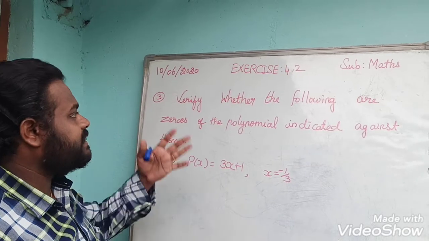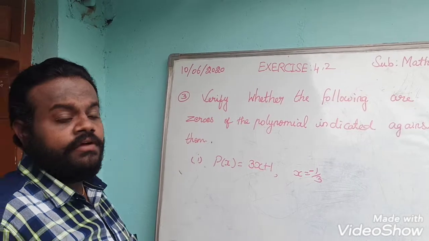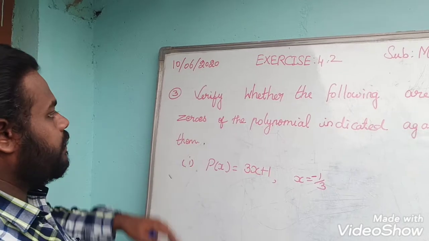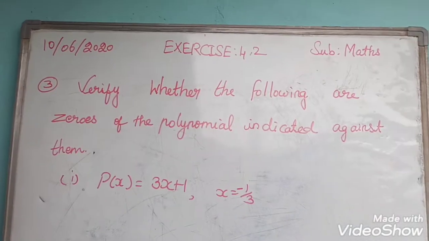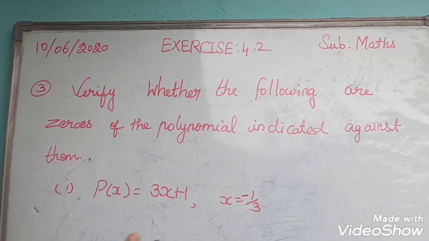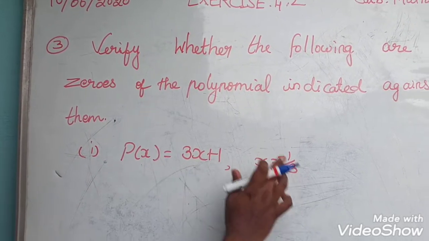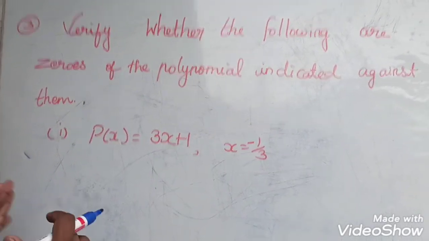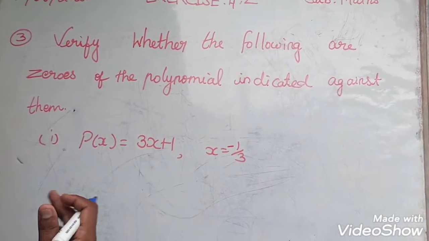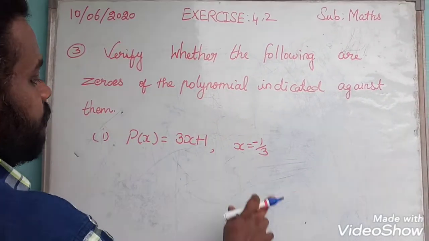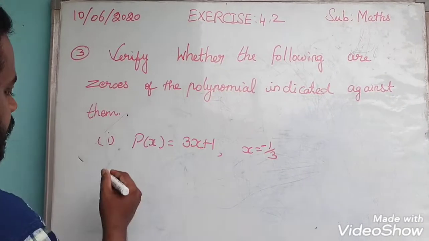Class, we have to see exercise 4.2 up to second Roman. Now we continue from third Roman. Verify whether the following are zeros of the polynomial indicated against them. So now instead of x, I substitute minus 1 by 3. We get p of x equal to 0. That means p of minus 1 by 3 equal to 0. We conclude x equal to minus 1 by 3 is a zero of the polynomial.